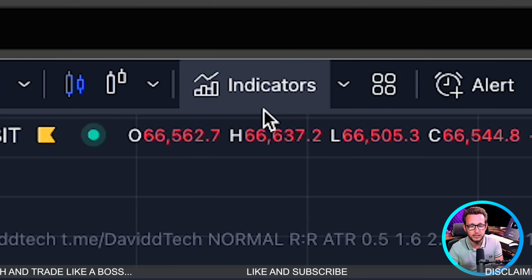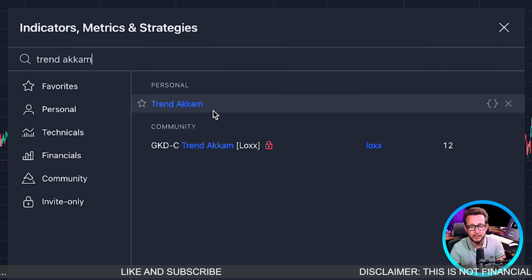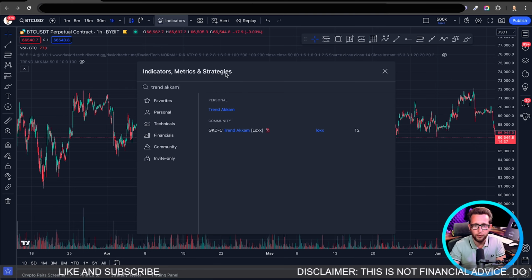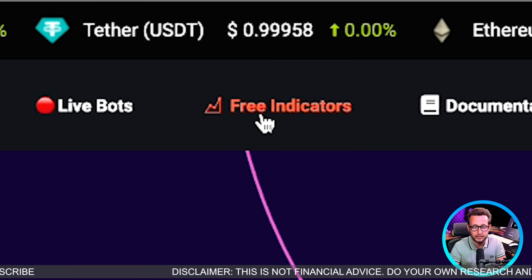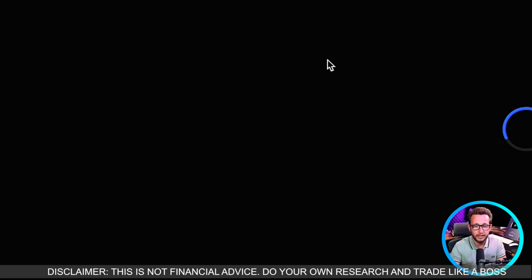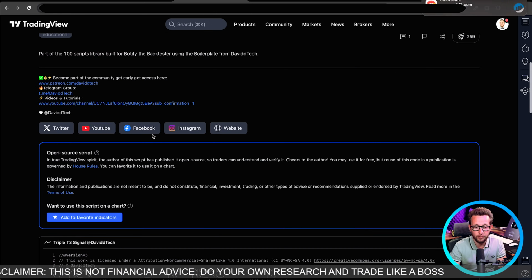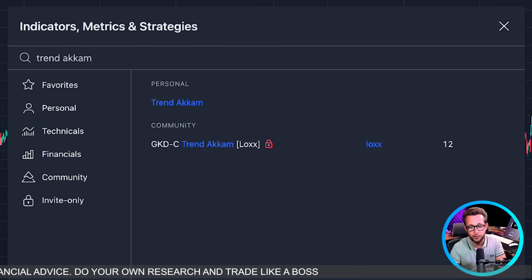The first indicator is going to be the trend ACM. It's by David Tech. Now, to find this indicator, guys, you do have to add it to your favorites. Just go over to davidtech.com. You can go to the free indicators up here. You'll be able to find the ACM in the baseline here. Click on the indicator that's interesting to you, add it to your favorites, and you can then find it on TradingView for absolutely free of charge.